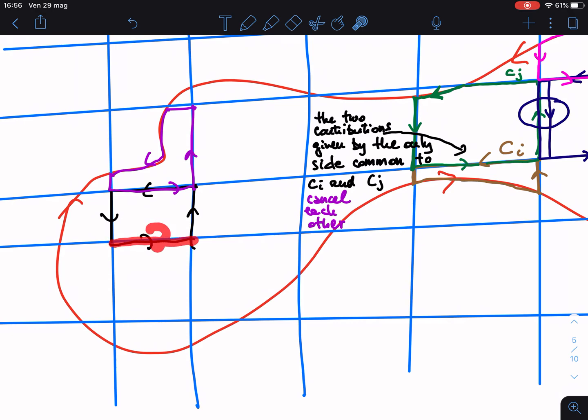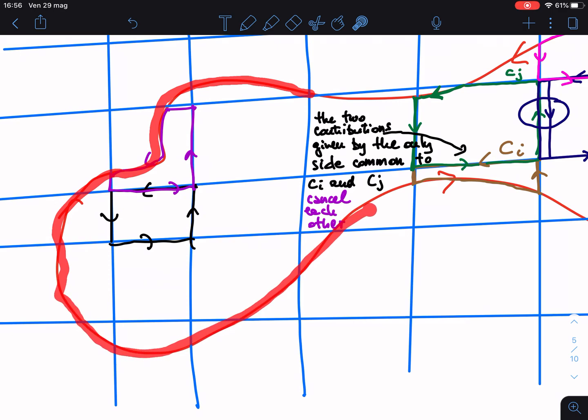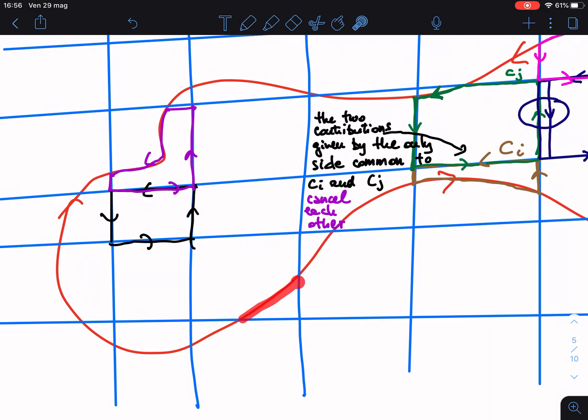This guy here cancels when I do the circulation here. So the only sides that give a contribution are the sides lying on the curve, because they are run through only once. For instance, this side here is run through only when I do the circulation here, because I don't do the circulation here, I remain inside the curve. Okay?